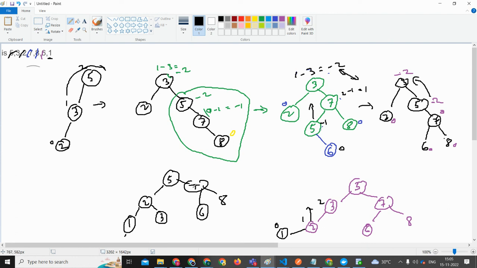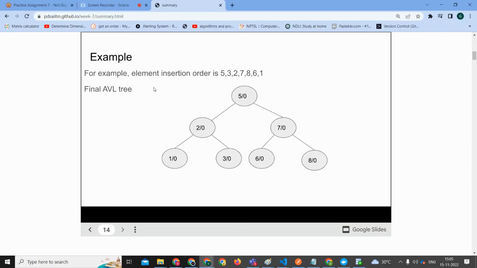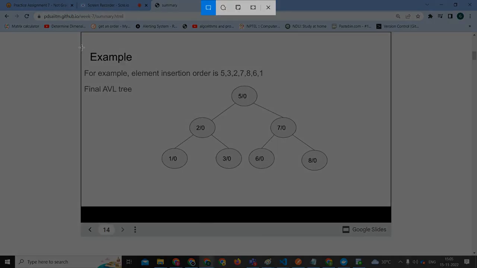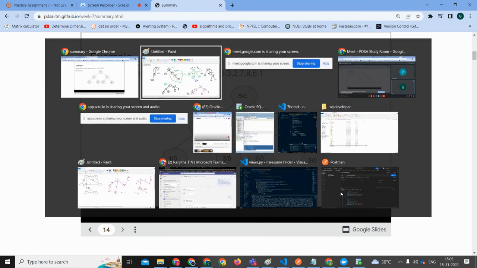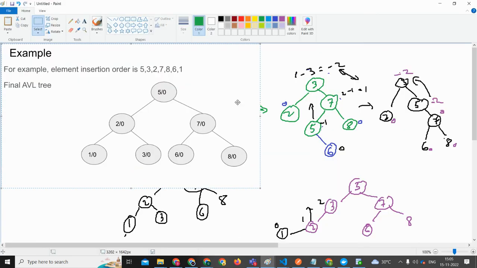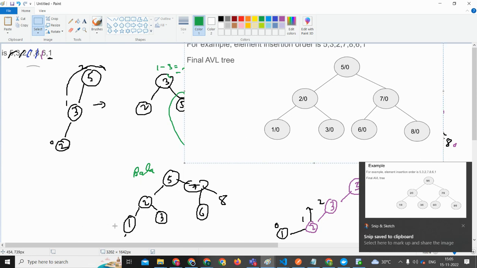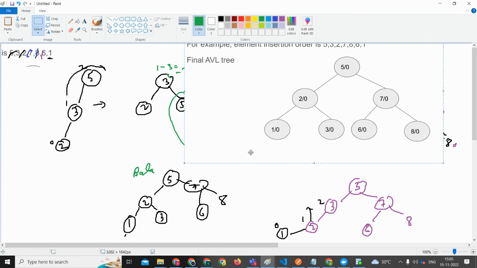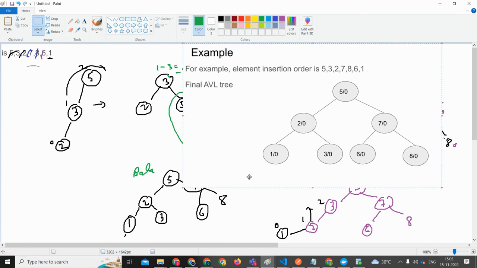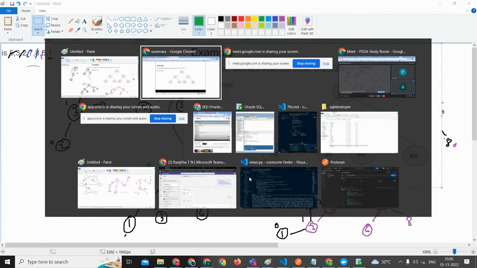Now you have done this. Now see the balancing. 0, 0, 0, 0, 0. And you have 1, 2, 1. It's balanced. Good. Now let us check if we have got the same tree. So we have 1, 2, 5, 3, 7, 6, 8. We got the tree, correct? You understood how it is happening?